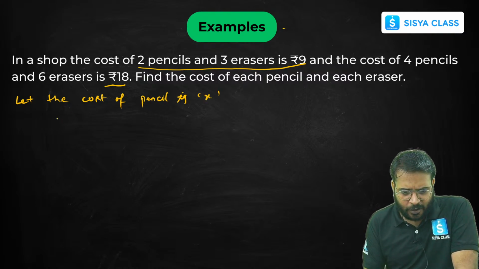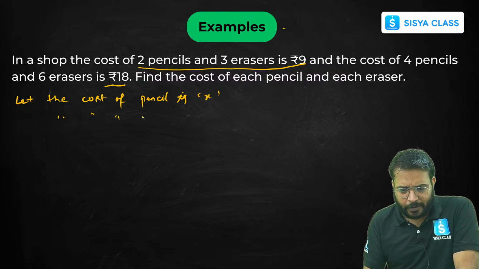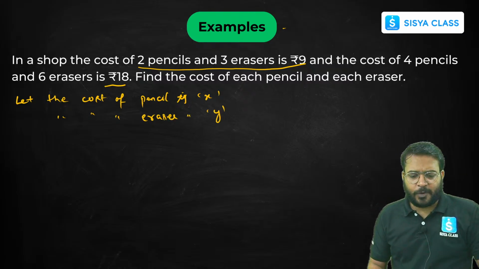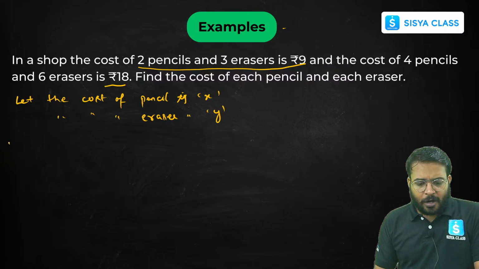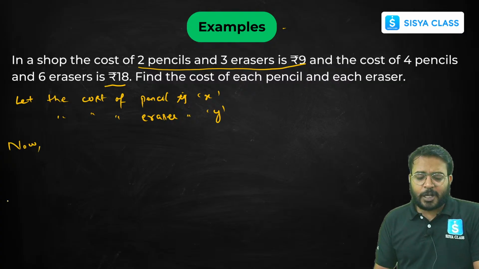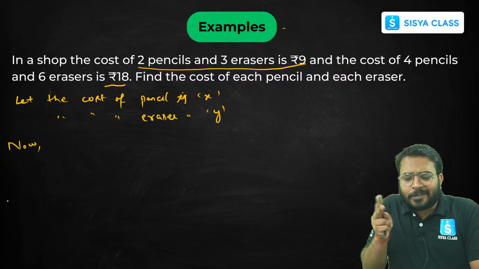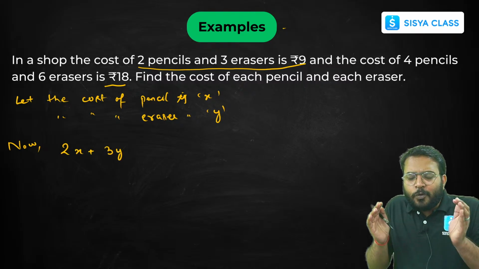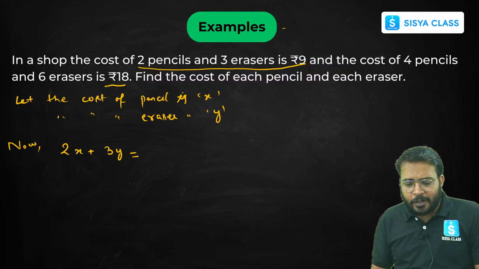And the same thing I can assume, the cost of an eraser is y. All right, I have assumed that. Now from the first statement, what will I get? 2 pencils and 3 erasers: 2 pencils means 2x, and 3 erasers means 3y. When you combine this, how much is he paying? He is paying 9 rupees. Yes or no? That is my equation 1.